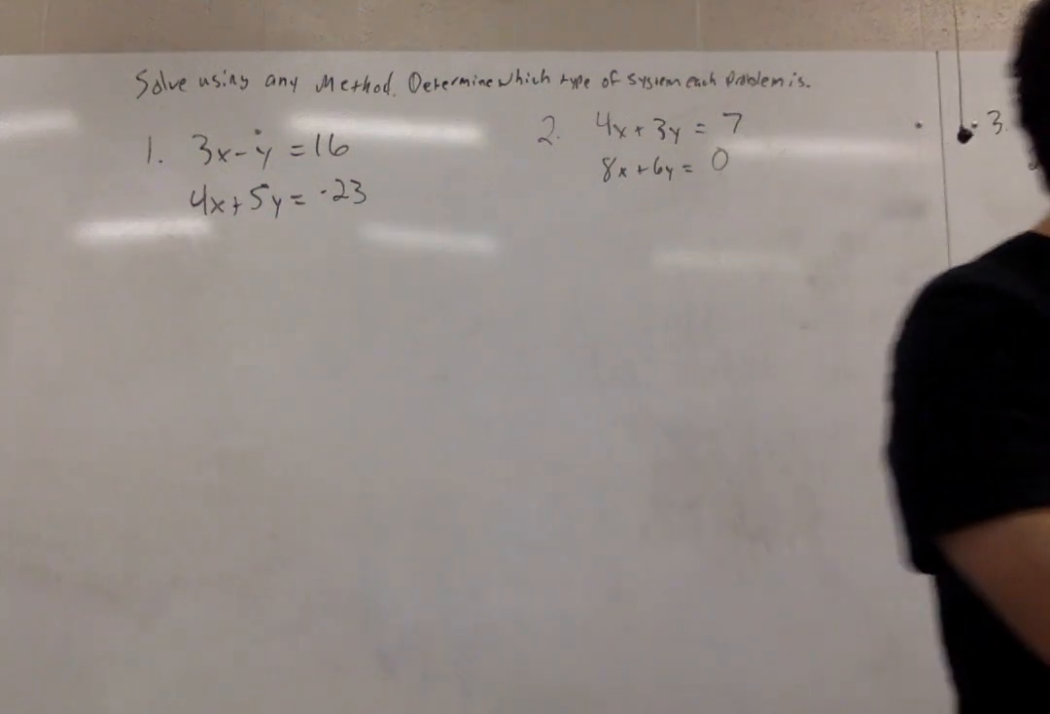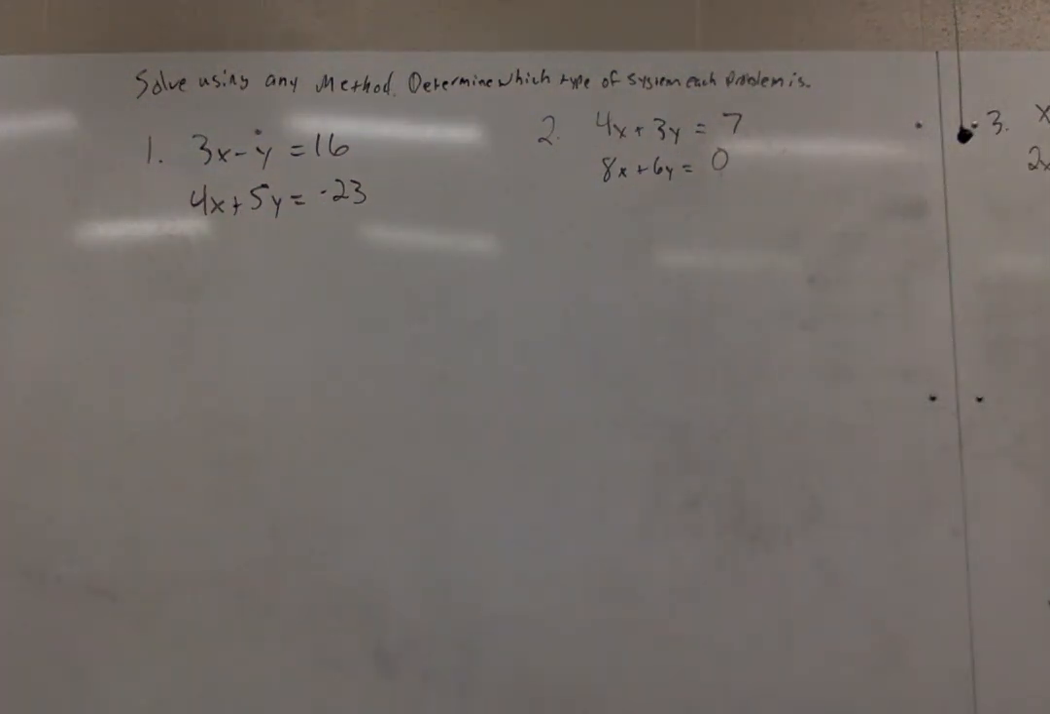Okay, so first thing that you guys need to know is the three different types of systems, right? What are they? What are the three different types of systems of equations? Independent, dependent, and consistent. Okay.